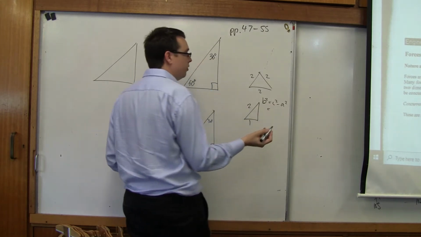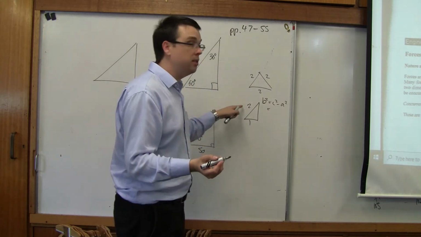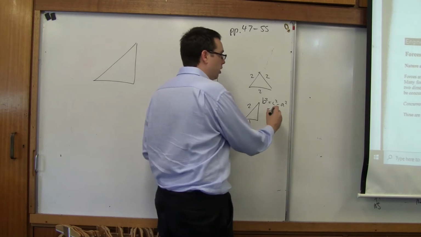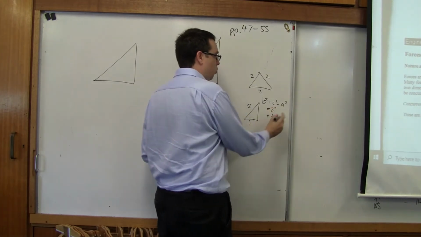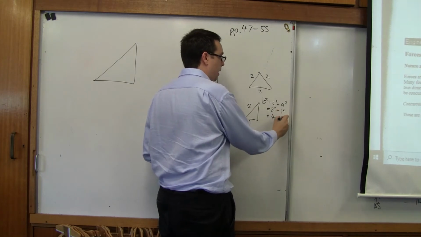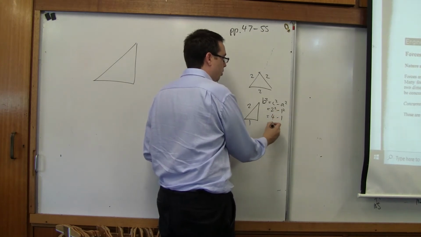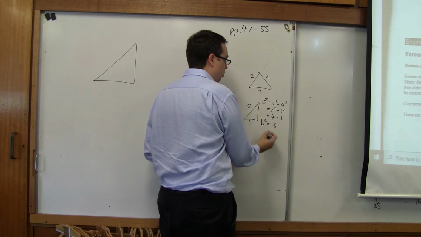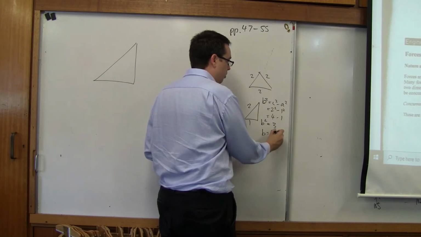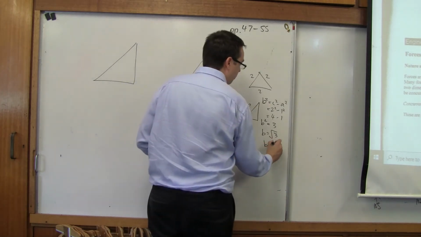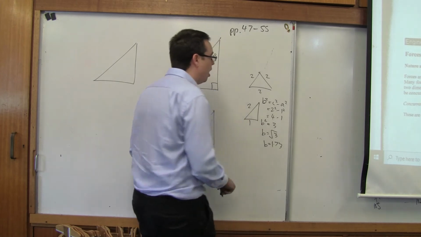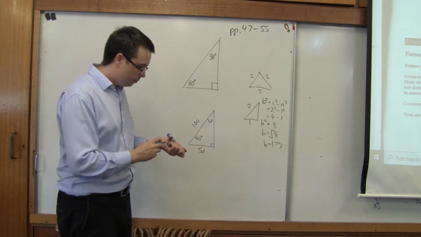Okay, so what's that going to be equal to? C is the hypotenuse, so it's going to be 2 squared is, okay, and 1 squared is, excellent. So that's going to be 3. B squared equals 3. Therefore b is going to equal the square root of 3. What's the square root of 3? 1.73.